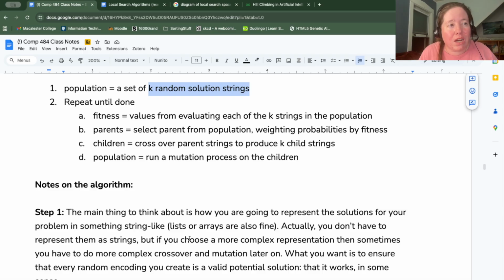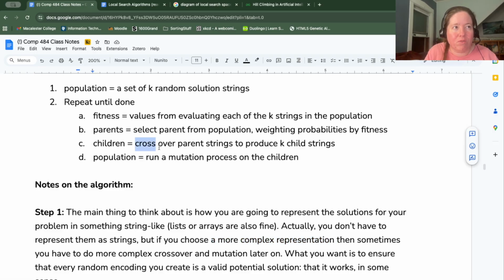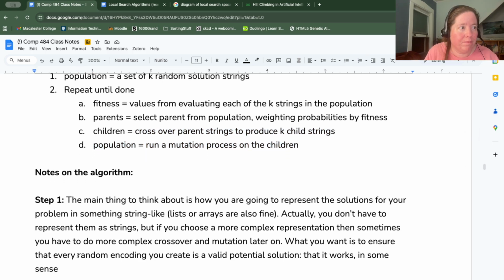And you can have more complex representations. As I said before, there are even versions of this where the representation is actually code of some sort. You're coding up a solution. That just makes all of the other steps, particularly crossover and mutation, more complicated to implement as well. So it's doable. You just can't use the most simple forms of crossover and mutation.